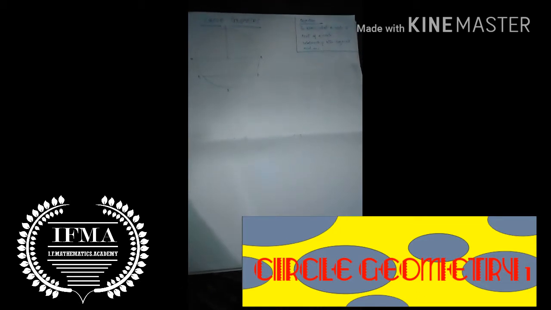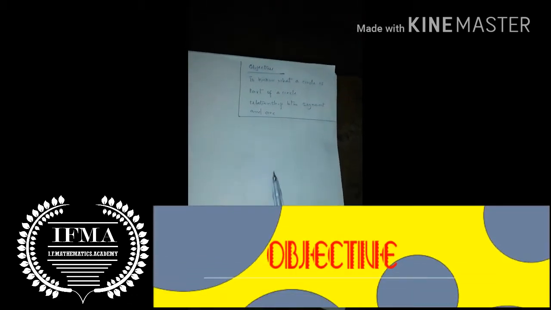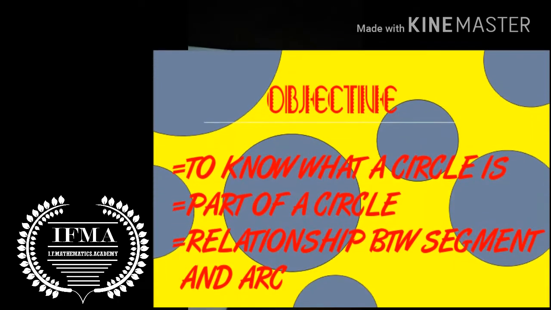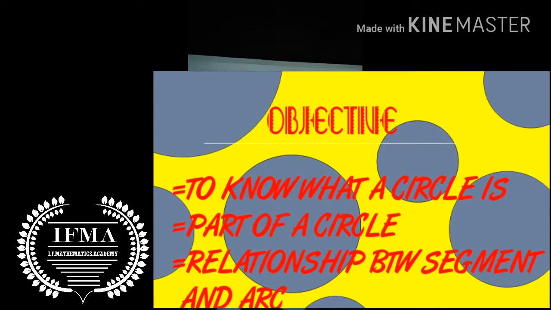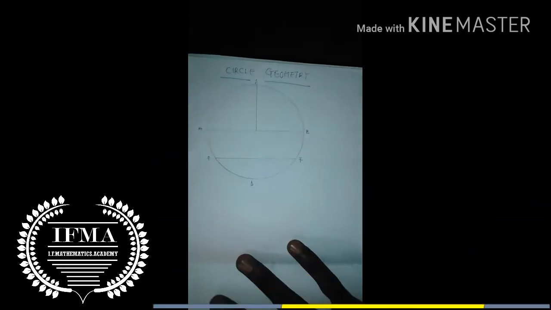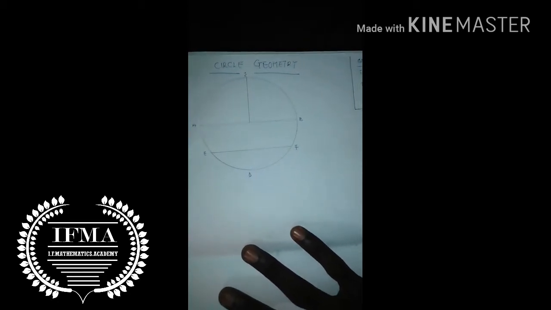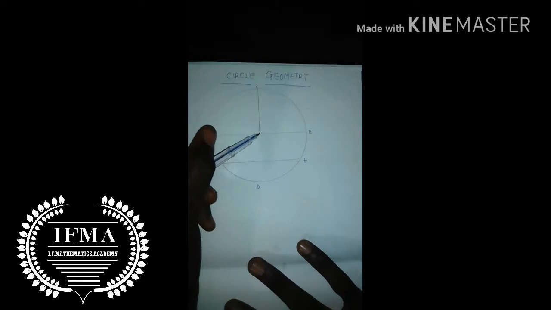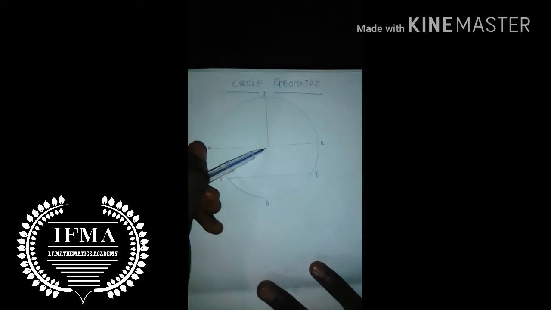But firstly, I would like to take you to the objective of today's lesson. Today's lesson, we would like you guys to know what a circle is, parts of a circle, and relationship between segment and arc. Now let's get to it. So firstly, what is a circle? A circle is a locus of any point equidistant of a given point. That means the locus of this point and the equal distance of this same point.